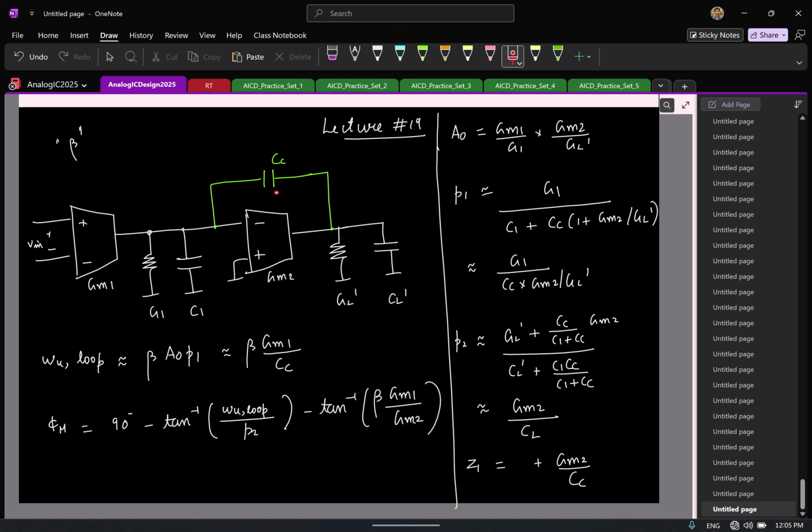So if the RHP zero is there, you have to choose your Gm2 to be, how should it be compared to Gm1? Gm2 should be greater than Gm1, so that this phase is not so high, right? And if, let us say, this is not really significant, to get a good phase margin, what can you say about my second pole compared to the unity loop gain frequency?